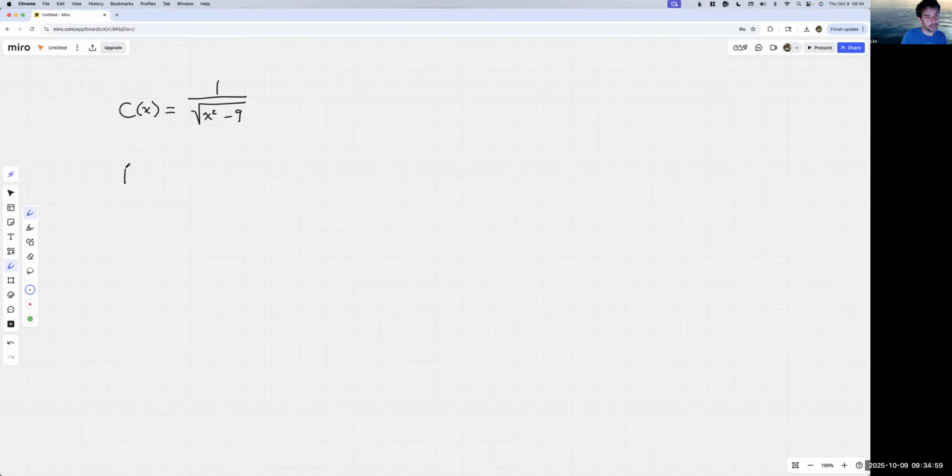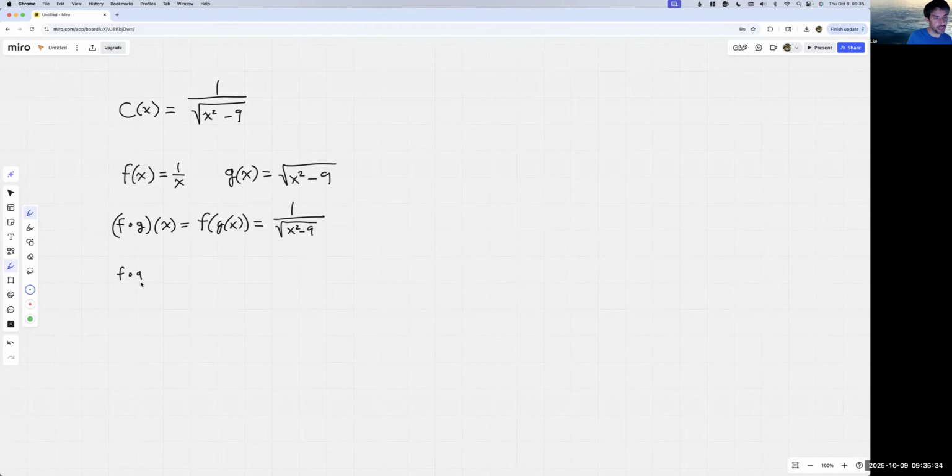If I let f of x be 1 over x, and g of x be the square root of x squared minus 9, then it is the case that if I take f composed with g of x, or f of g of x, what I in fact get is 1 over the square root of x squared minus 9. In other words, the function f composed with g of x is equal to the function c of x, right?